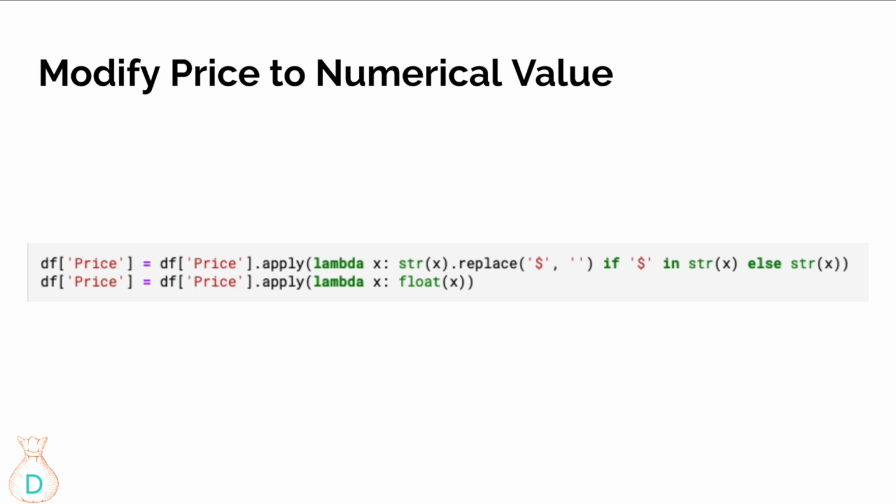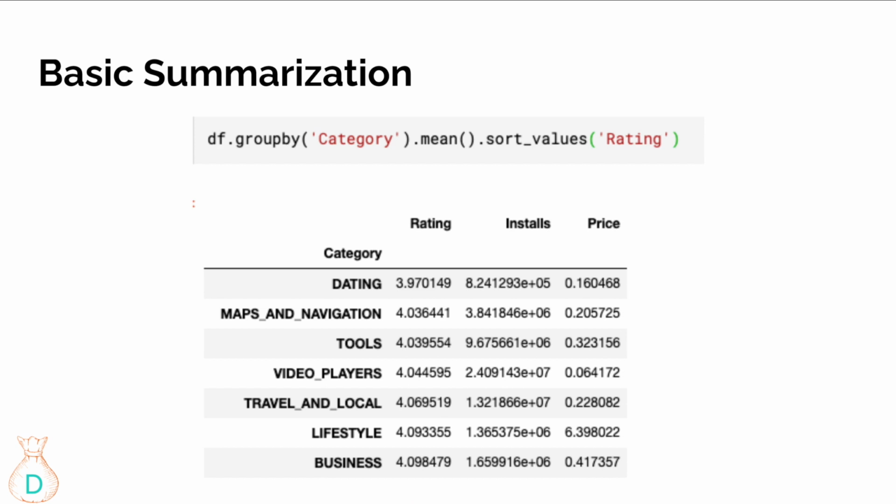So we need to make sure that we cover the edge cases of removing the dollar signs and converting into a numerical value. After you have done all your cleanup in your data sets, now we can finally do even just the most basic summarization. In most cases, you're probably not interested in the summary at the app level, because the data set itself is already aggregated at the app level. It will be more interesting to look at the category level, to see if there's a different trend in star ratings, number of installs, or prices.